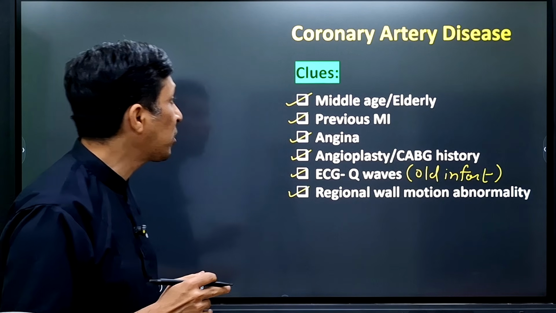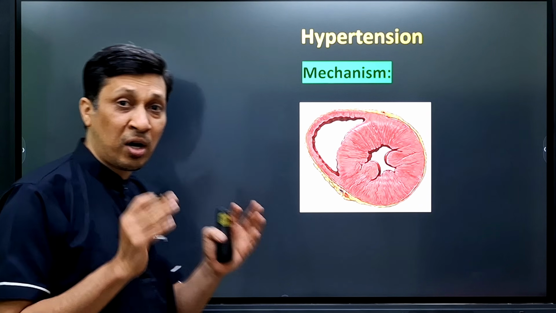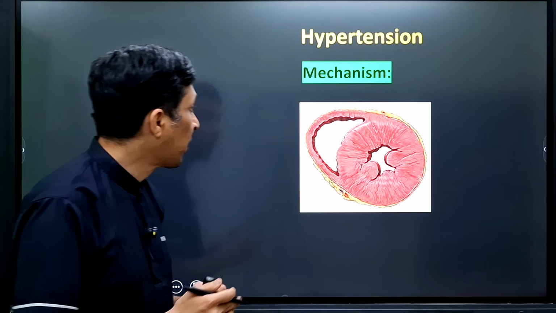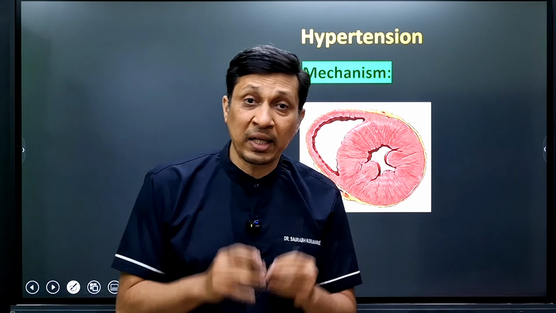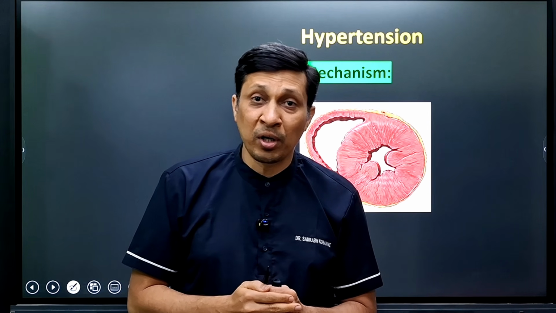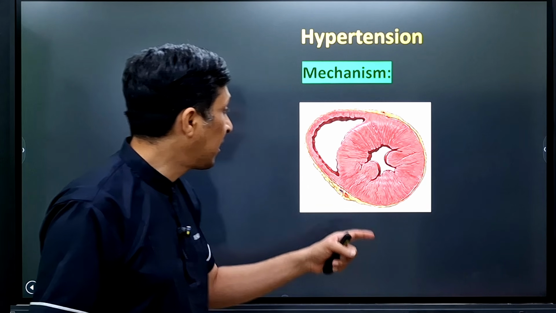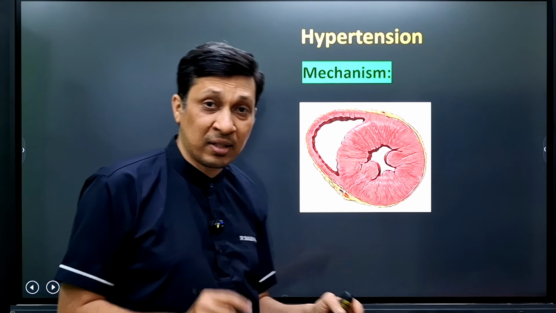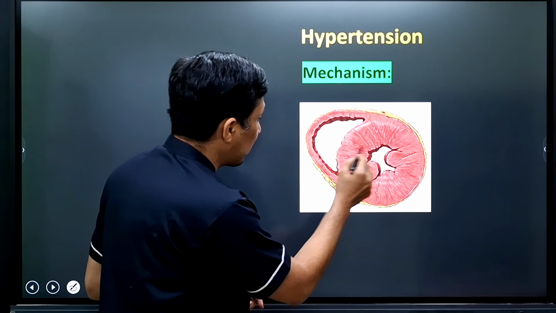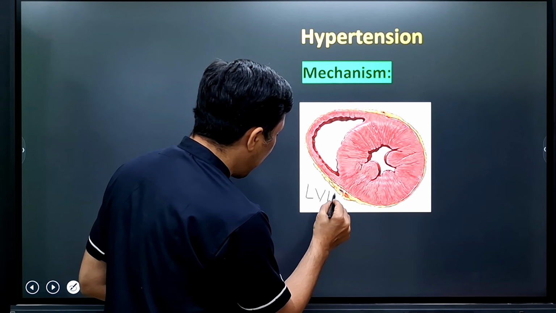Then the second cause of heart failure could be hypertension. This is the cause that is rarely noticed, or mostly it goes unnoticed. Now, what is the mechanism of heart failure in hypertension? In hypertension, there is increase in the afterload, so the heart has to contract against the pressure, and as a result, the thickness of the left ventricular wall increases, and it is called left ventricular hypertrophy.